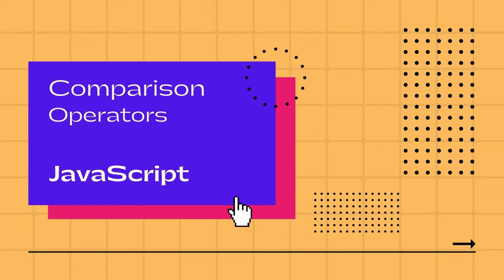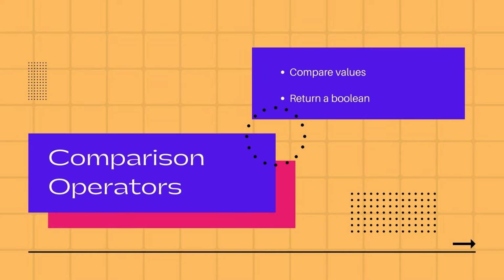Hi, so in this video we're going to look at comparison operators in JavaScript. JavaScript provides us with a set of operators called comparison operators. Comparison operators let us compare values and it will return a boolean, so true or false.